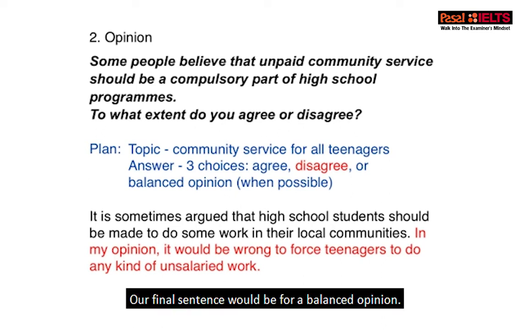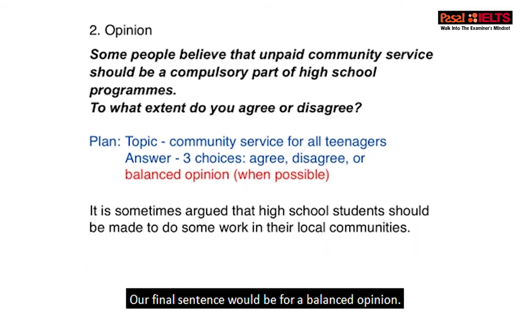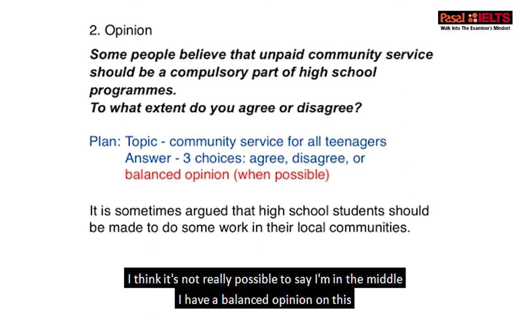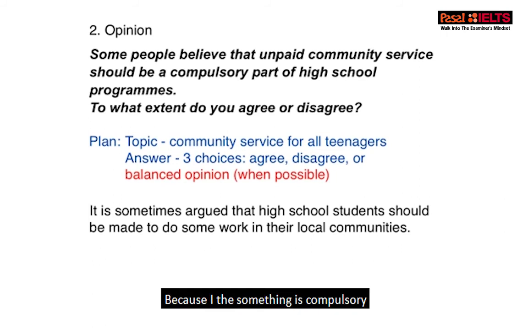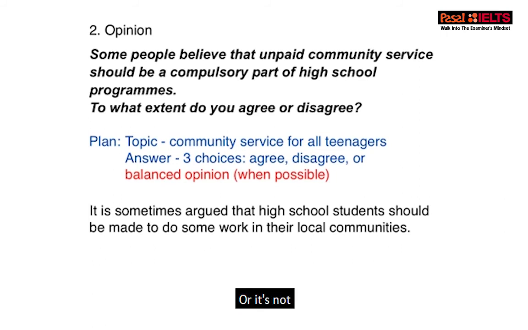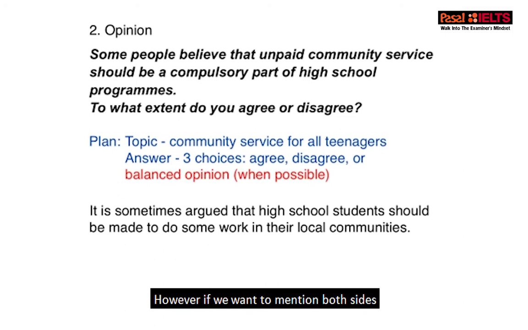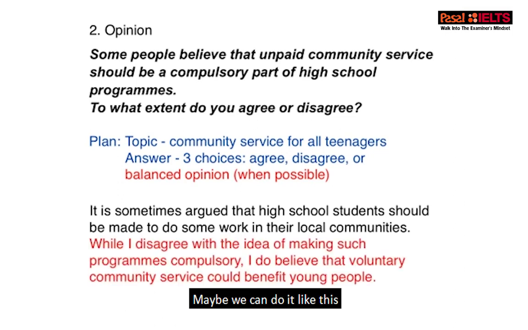Our final sentence would be for a balanced opinion, if it's possible. I think it's not really possible to say I'm in the middle, I have a balanced opinion on this, because either something is compulsory or it's not. Compulsory is a very strong word. Either you must do it or you don't have to do it. However, if we want to mention both sides, maybe we can do it like this.